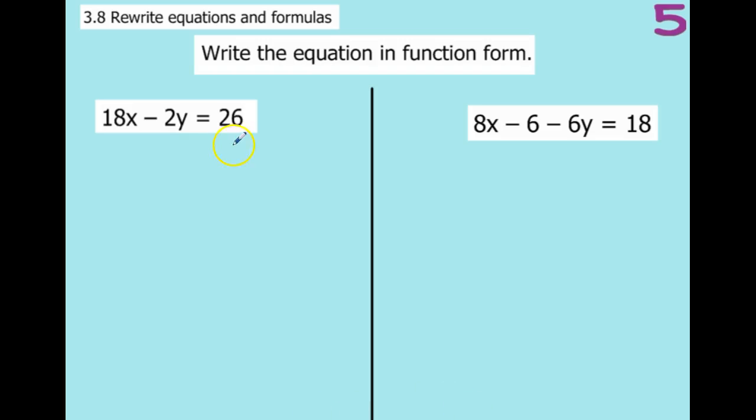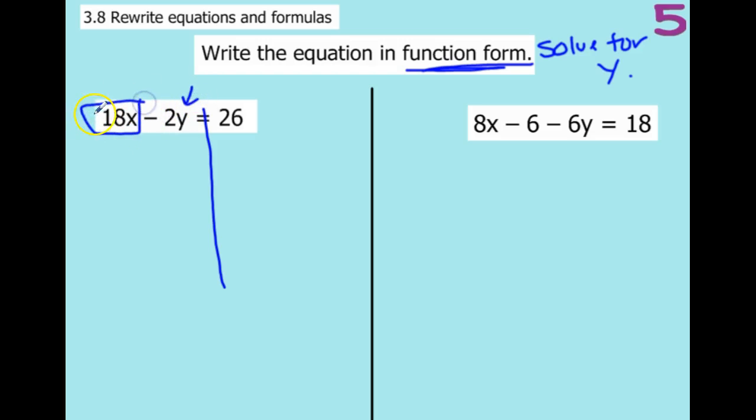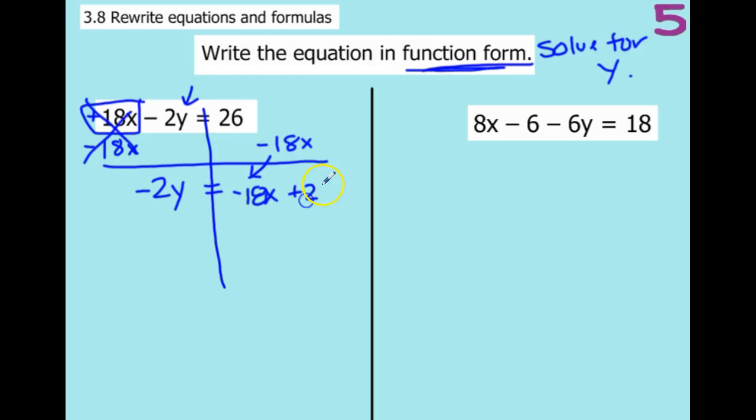We learned last writing equations in function form. Function form means you're going to solve for y. So drawing your line down here, we need to get y all by itself, so we're going to move the x's first. These are positive, so the opposite to move them would be to subtract 18x. Those are gone. We have negative 2y, and then this has an x, this doesn't, so we can't combine them, so just write the x's first, negative 18x, and then plus 26.